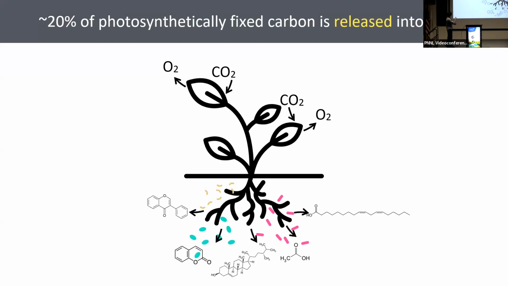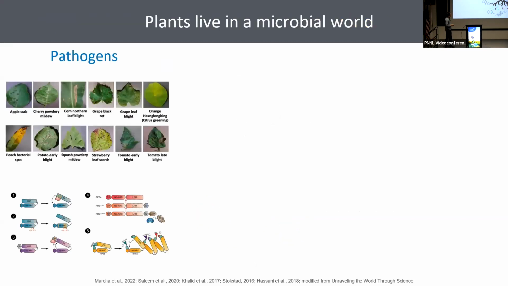And again, 20% of photosynthesis is quite a bit of investment for plants, and this indicates how important interactions with microbes can be for plants' life. So what kind of microbes are there? There are pathogens that cause devastating diseases and huge economic losses.